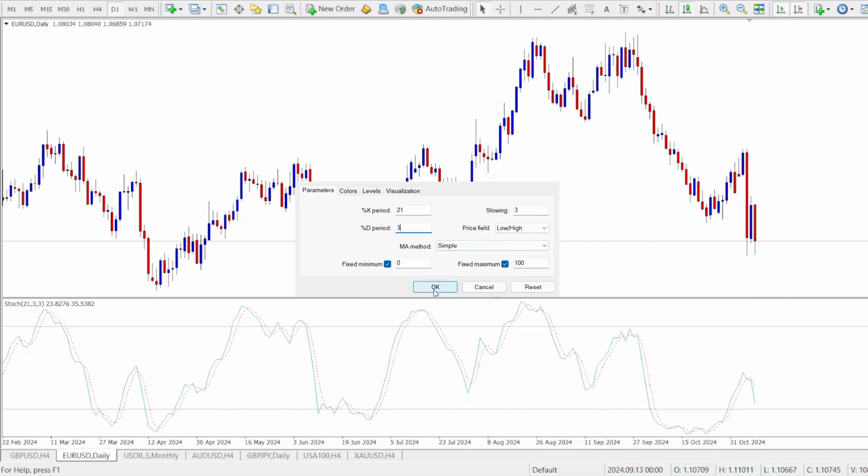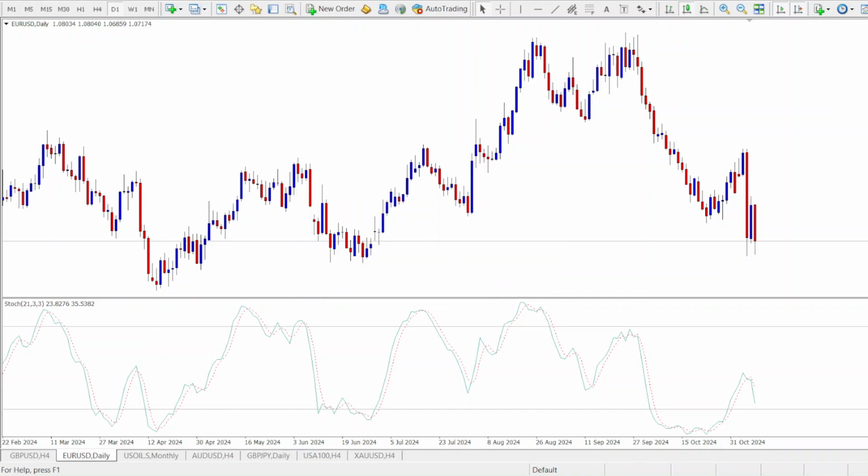Now let us talk about the overbought and oversold levels. The stochastic oscillator is typically set to 80, as we can see here, for overbought and 20 for oversold. These levels are key because they can indicate potential reversal points. When the stochastic crosses above 80, it suggests that the market might be overbought, signaling a potential sell signal or reversal. On the flip side, when the stochastic crosses below the 20, it suggests oversold conditions, which could indicate a buying opportunity.